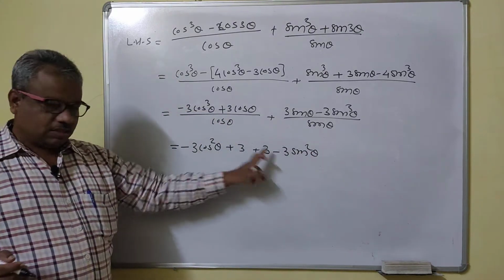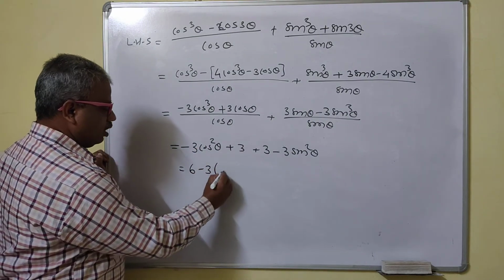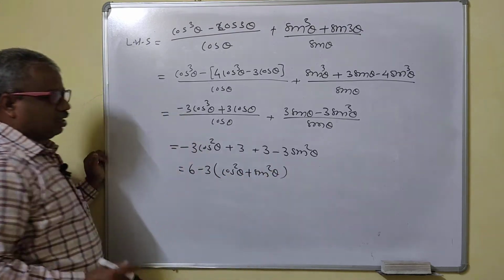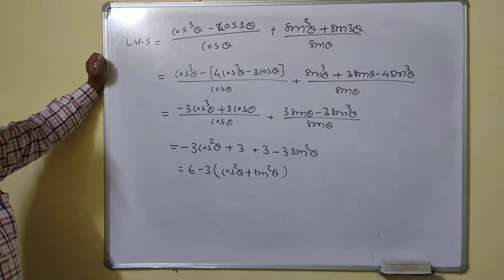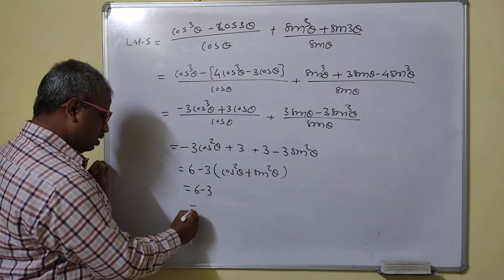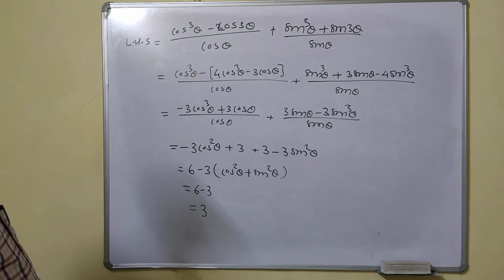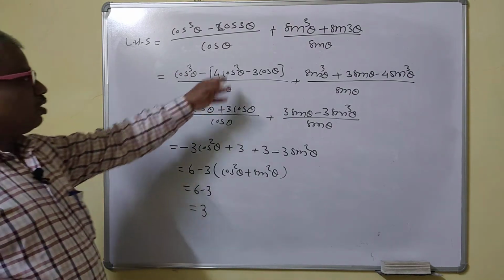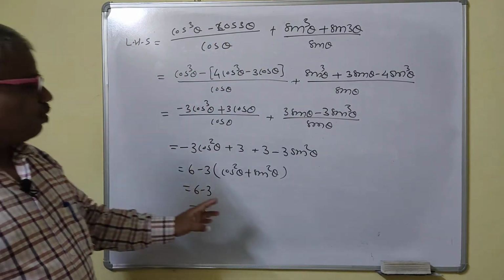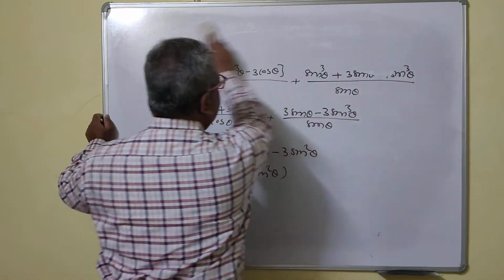Now 3 is common, so this is 6 minus 3 cos square theta plus sin square theta. But sin square theta plus cos square theta is 1, so this is 6 minus 3, so this is 3, right? So the problem is over. Very simple, right? For this you should know the original formulas for cos 3 theta and sin 3 theta, and with the help of these two formulae and simple algebra we got the result.